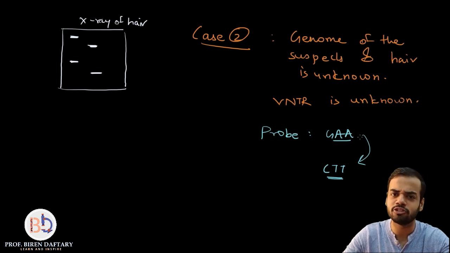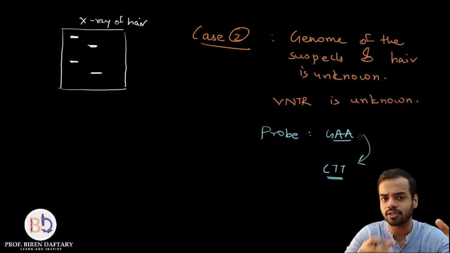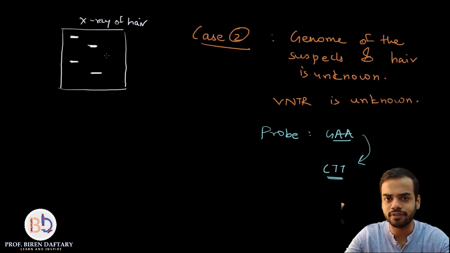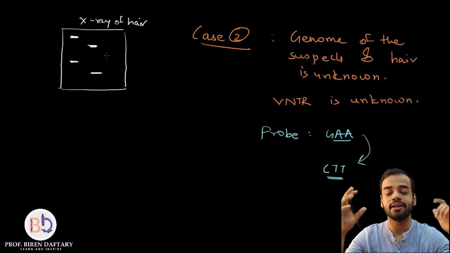This GAA probe which you have taken, a random probe, is binding at these locations, because obviously only the area where the probe binds will be highlighted by the X-ray. We know that is the job of the probe. We are not trying to find the VNTR over here. We are just trying to match two samples, whether they belong to the same person or not, correct?